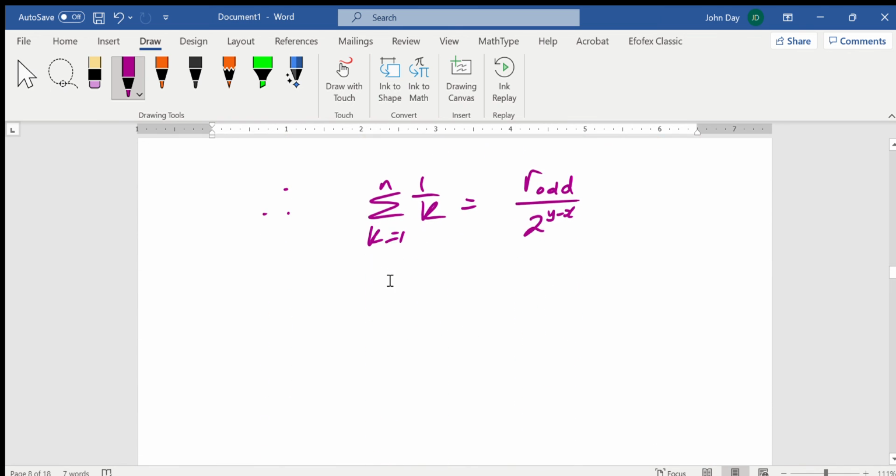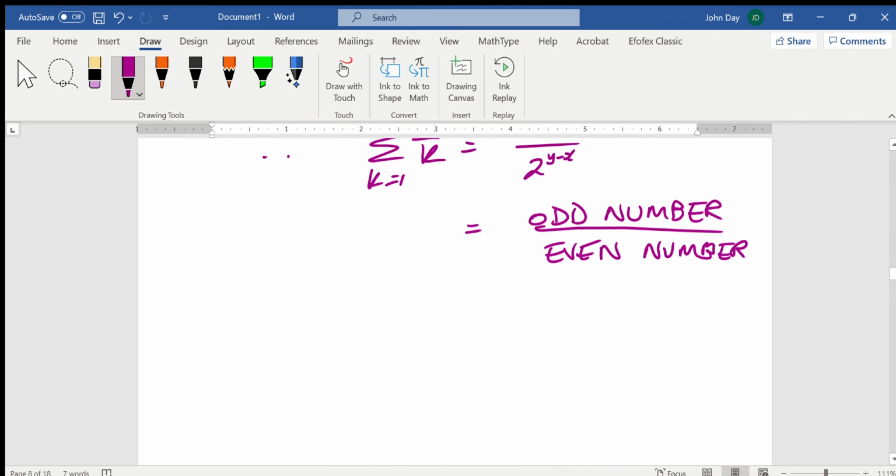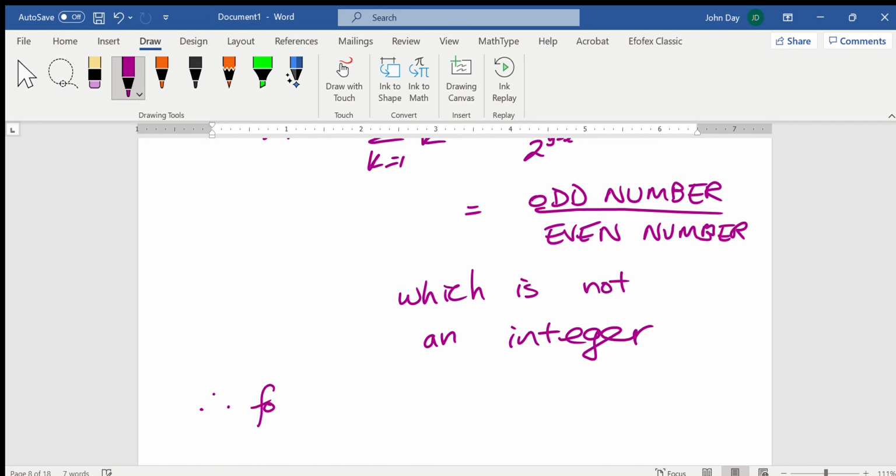Okay, so that is an odd number over an even number. Right, but an odd number over an even number is not integral. All right, so therefore, for n bigger than or equal to 2, this summation is never an integer.